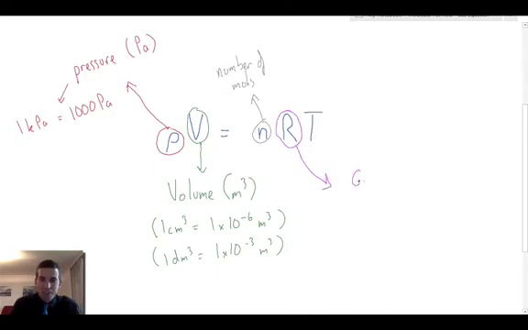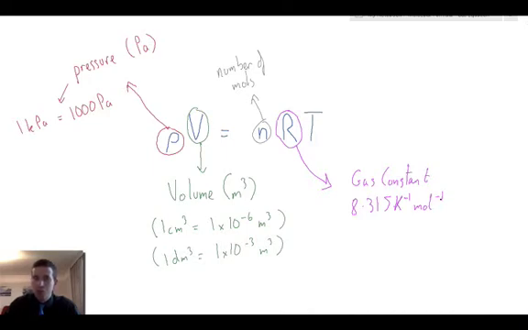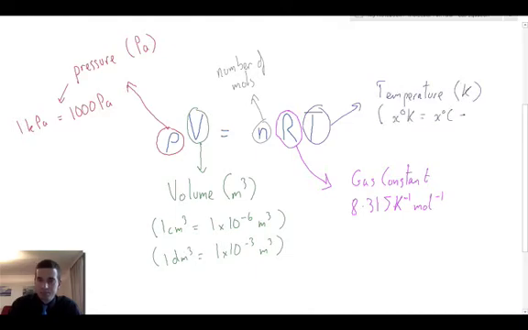Now N is the number of moles. R is what we call the gas constant. Now this has a constant value, 8.31 joules per Kelvin per mole. Now this is sometimes given in the question, but sometimes not. So again, it's something you need to memorize. And last but not least, T is temperature in kelvins. Okay, so this is our ideal gas equation.